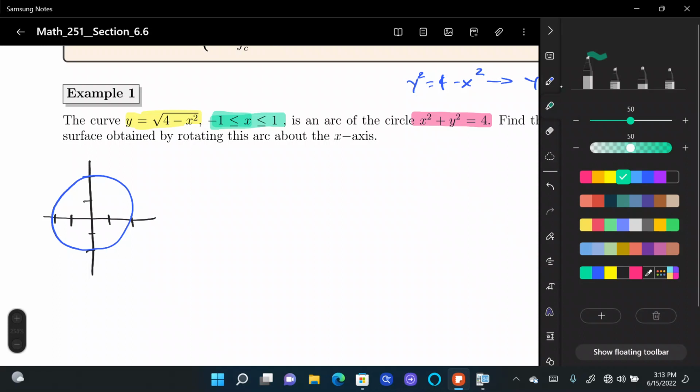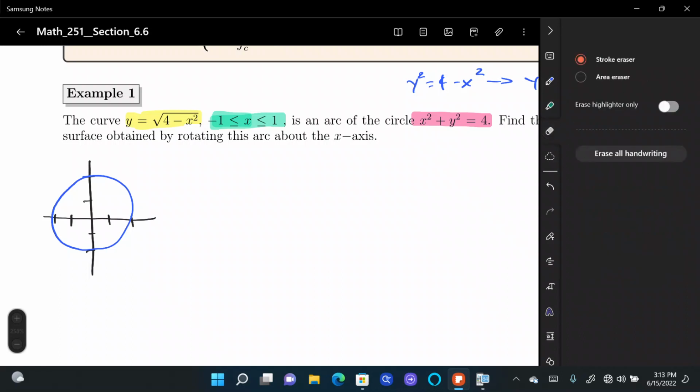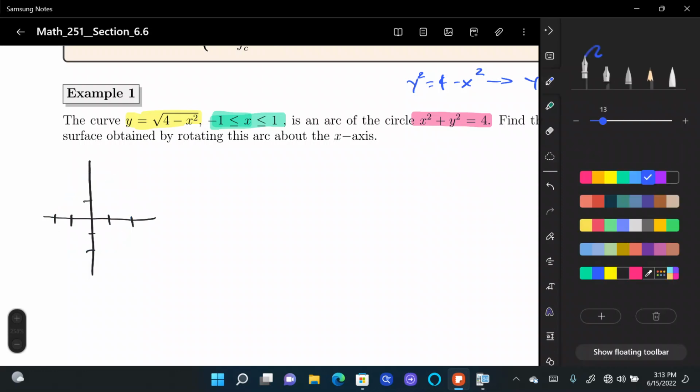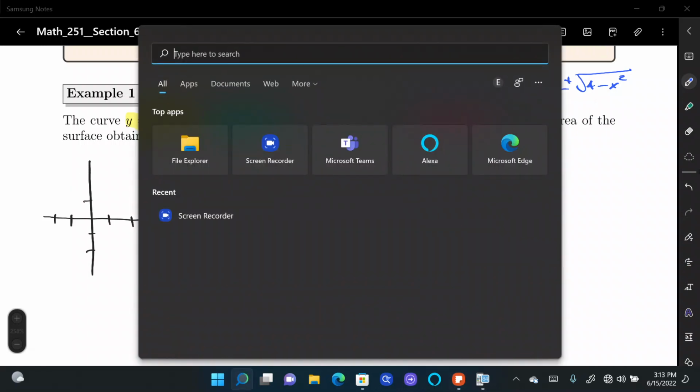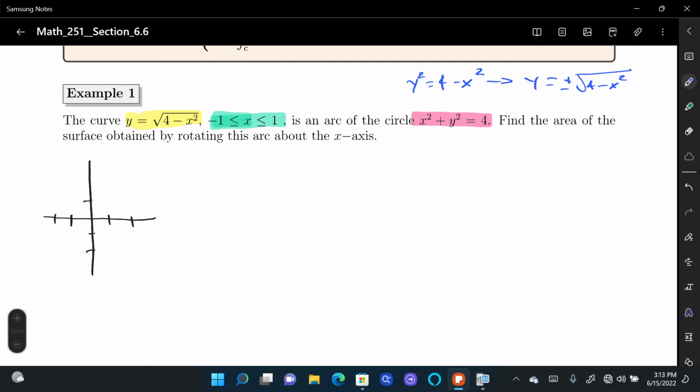So let's erase. Okay, let me erase. And instead, I'm going to draw this arc right here. But okay, never mind. So that's the only region or part of the circle that we will rotate.